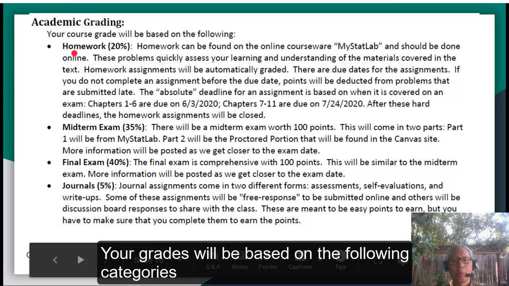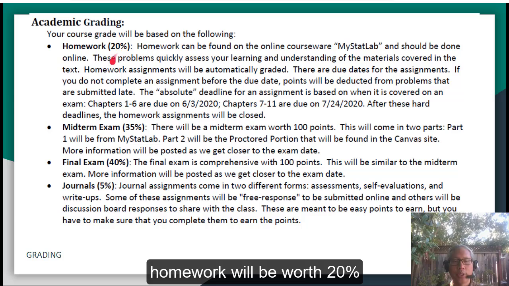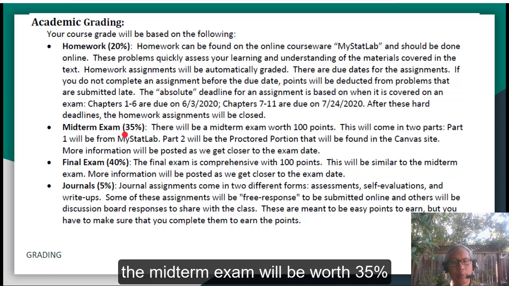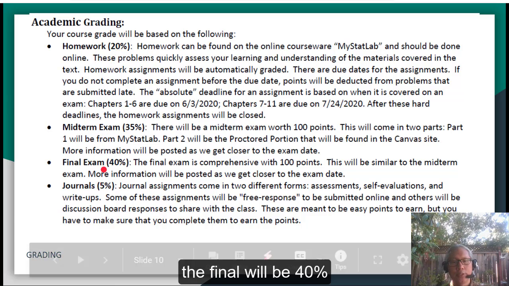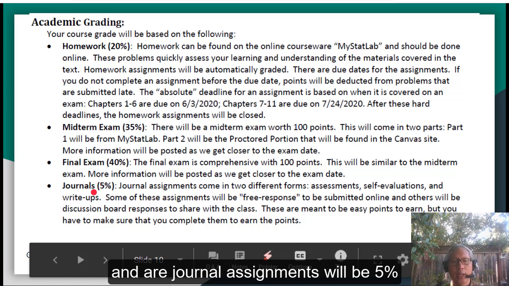Your grades will be based on the following categories. The homework will be worth 20%. The midterm exam will be worth 35%. The final will be 40%. And our journal assignments will be 5%.